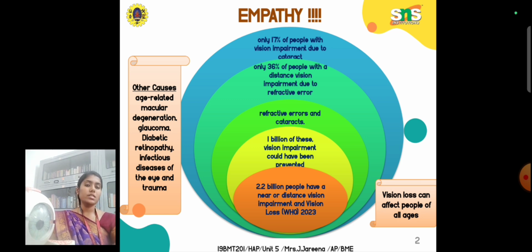Out of this, 1 million people are being affected by vision impairment, that is refractive errors and cataracts. You know what is meant by cataracts: the cloudy lens. At one point, people will not be able to see objects clearly because the lens is being covered by some hard tissue.